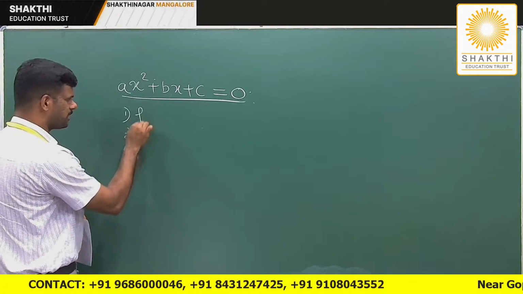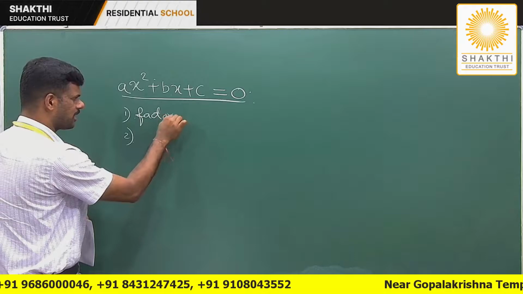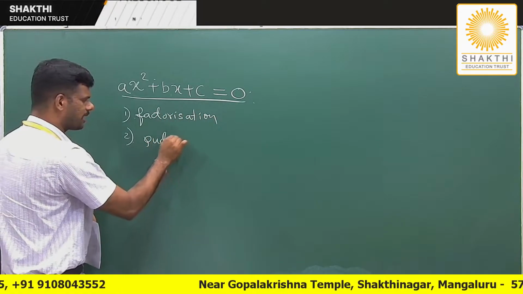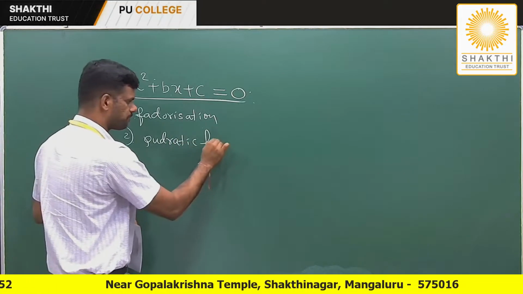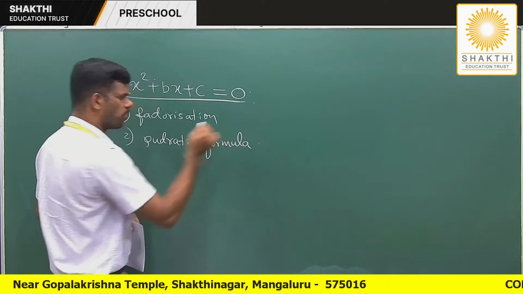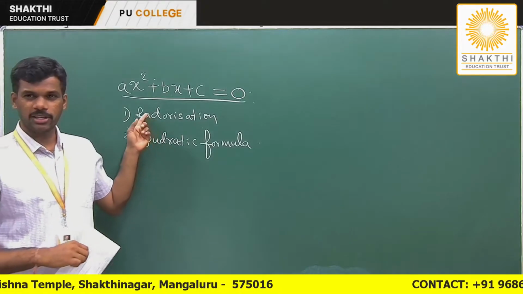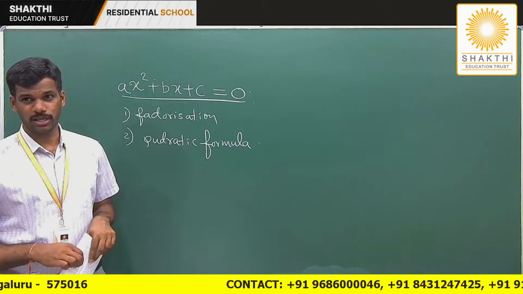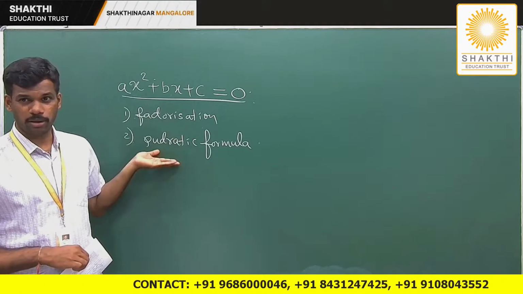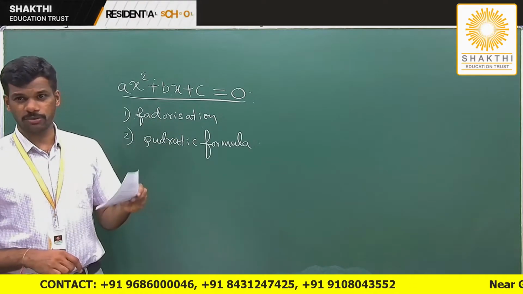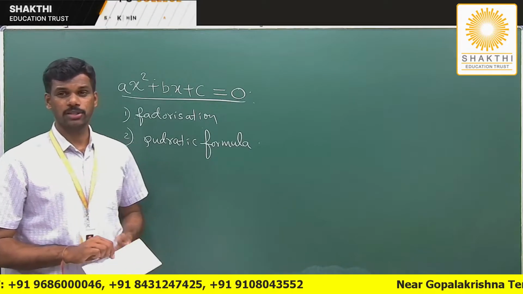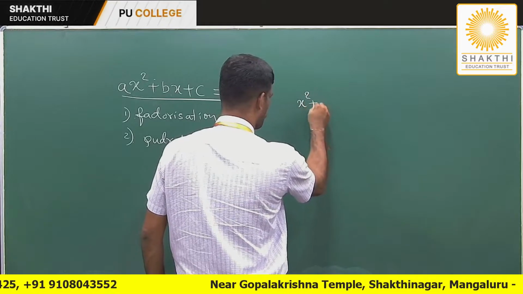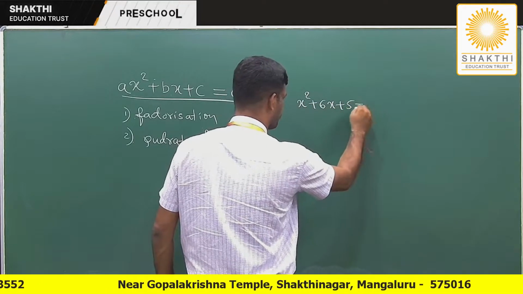The first method is the factorization method, which is a very important one. The second one is the quadratic formula method. These 2 methods will be very, very important for you in the examination. Let's begin with one problem each from these 2. I have a sheet of paper in which I will show you the problems and how to solve them. I take an example, x squared plus 6x plus 5 is equal to 0.